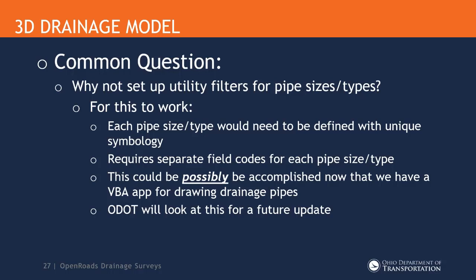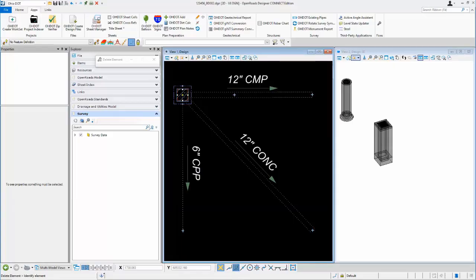So for now, it is a manual process to extract the pipes, and I do need a node at each end. And the next slide is probably the video for that.